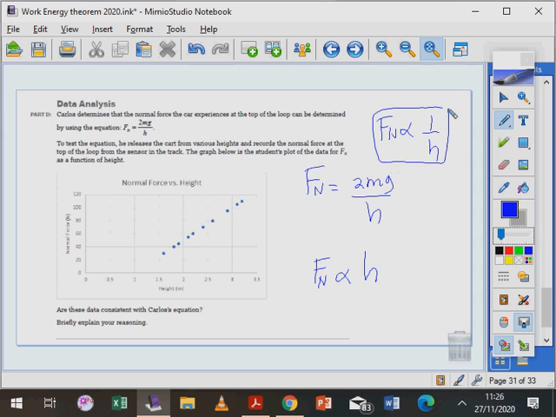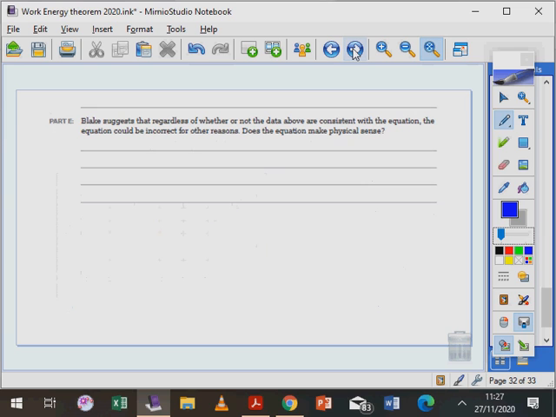It's inversely proportional to the height, right? So is his equation consistent with the graph? No, right? So that's the idea you're going to use: his equation shows an inverse relationship between normal force and height, but his graph shows a direct relationship between force and height, so therefore the data is not consistent with his equation. Moving on.